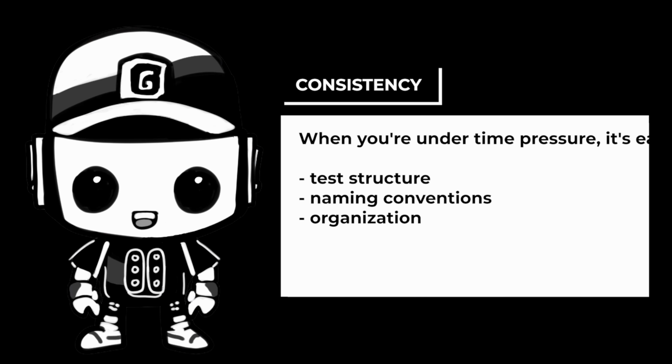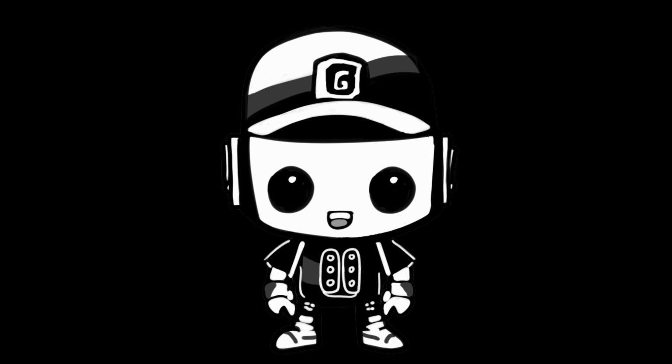And the third reason is consistency. If you're managing a suite of APIs or working on a team, consistency matters. A good prompt to ChatGPT produces consistent test structure, naming conventions, and organization. This makes your tests easier to read, easier to maintain, and easier to share.